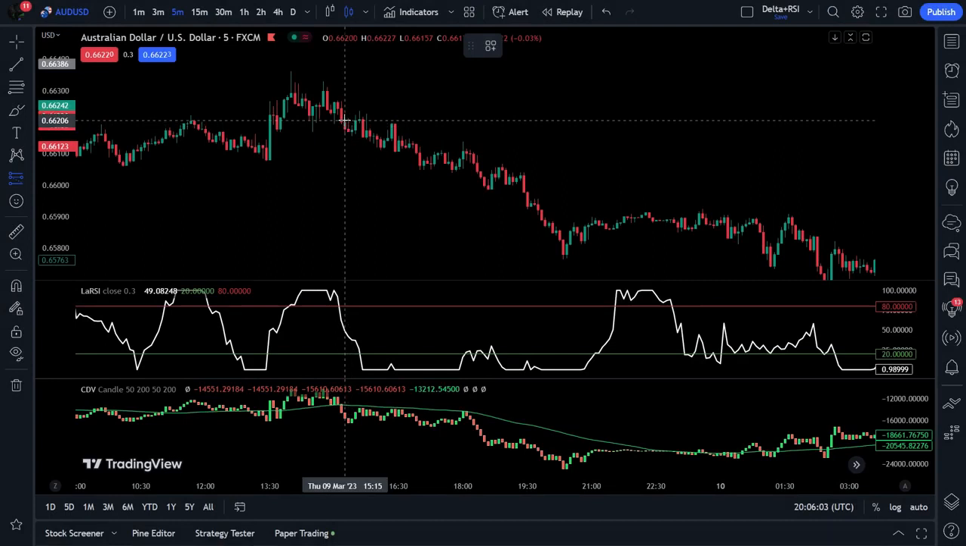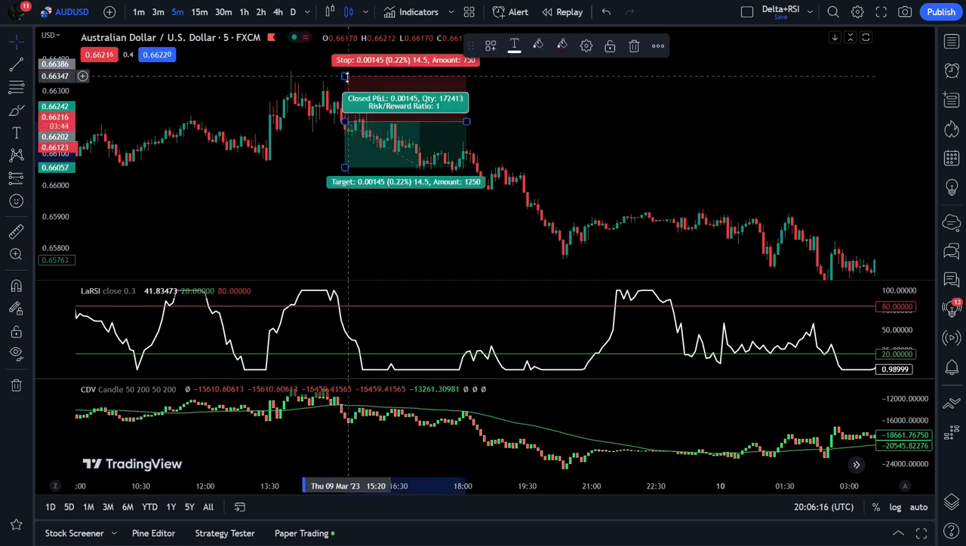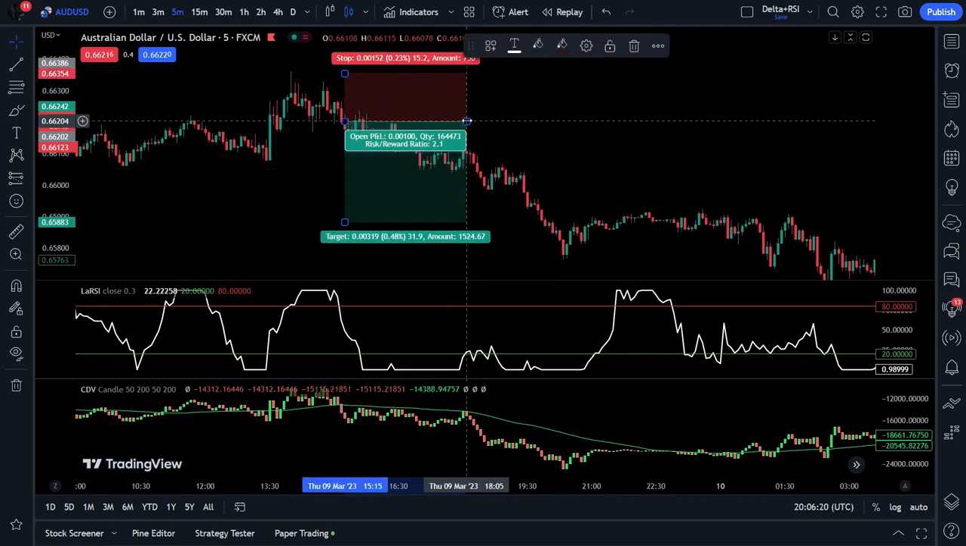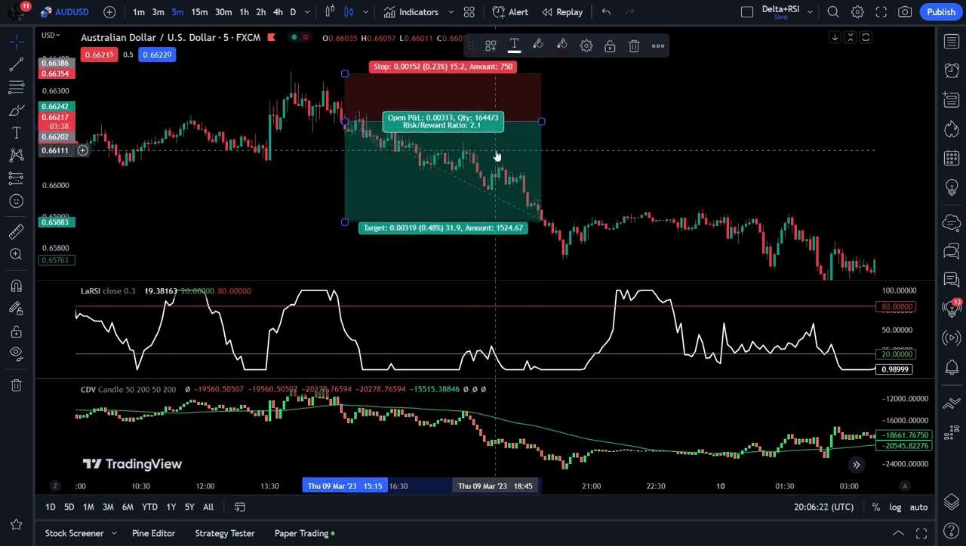Once again, our requirements have been met. The Laguerre RSI has broken below the overbought 80 range in red. And our cumulative delta candles are also red, and are below the 50 SMA. So we can take a short here. We set our stop at the recent swing high, and we are targeting a risk-to-reward ratio of 1 to 2.